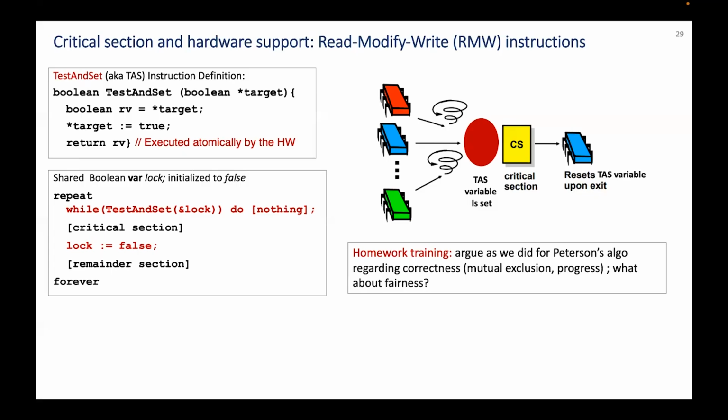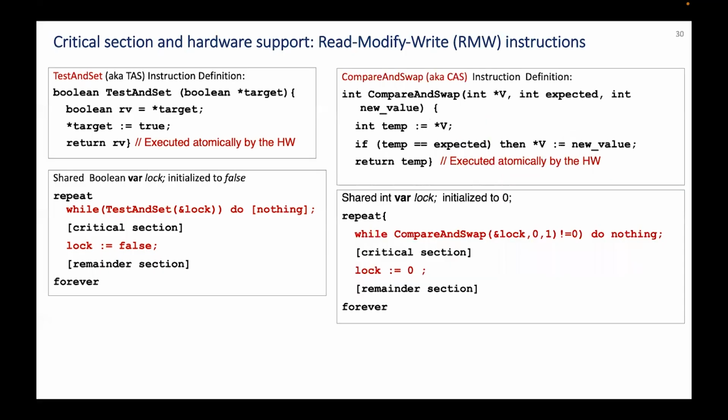Please take a moment and try to reason formally about whether this solution meets the mutual exclusion, progress, and fairness properties. An alternative instruction we could use is the compare and swap. In this case, the instructions that are run atomically will set a given value to a given variable only if the current value of such variable is the expected one. If you look at this alternative formulation of the critical section, you will see it's equivalent to the one using the test and set.